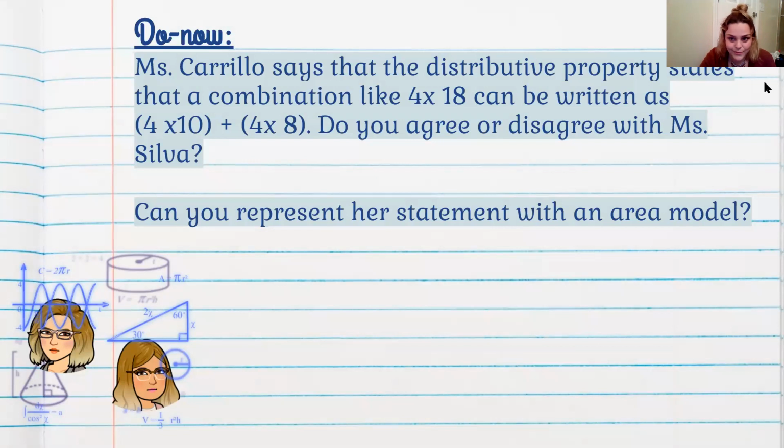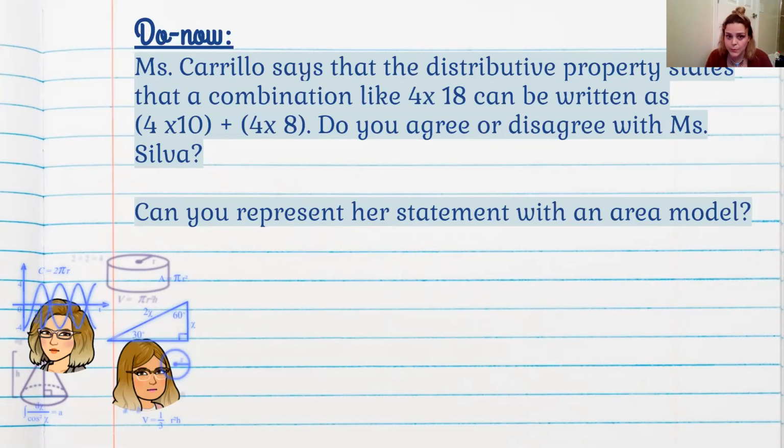So for our do now, I featured Ms. Carrillo. Ms. Carrillo says that the distributive property states that a combination like 4 times 18 can be written as 4 times 10 plus 4 times 8. Do you agree or disagree with Ms. Carrillo? I made a mistake, I meant to say Ms. Carrillo here as well. Do you agree or disagree with Ms. Carrillo? Can you represent her statements with an area model?